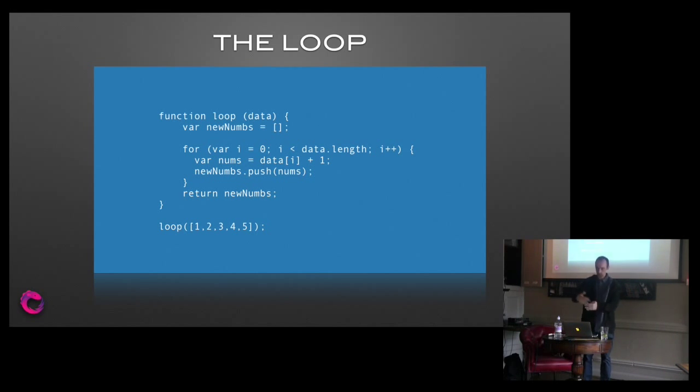We're pushing this new number into the var numbers, and at the end we return the numbers. Because we're doing +1 on this section here, it will return new numbers: 2, 3, 4, 5, 6. We're just adding 1 to each. So that's just a basic for loop. I think everyone's used a for loop in their life.